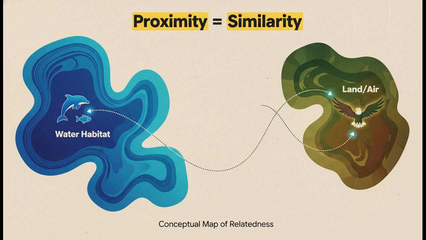And this perfectly shows the core idea of similarity. A dolphin and a fish, they'd be neighbors on our map because they're super close on that habitat axis, right? They both live in the water. But what about a dolphin and an eagle? They would be on completely opposite sides of the map, far apart in pretty much every single way. So on this map, being close means being similar.